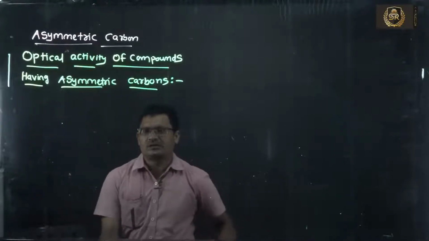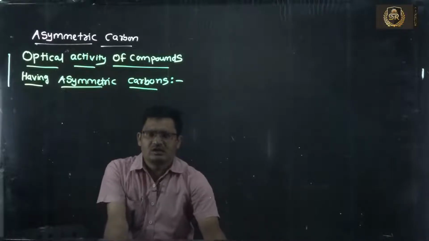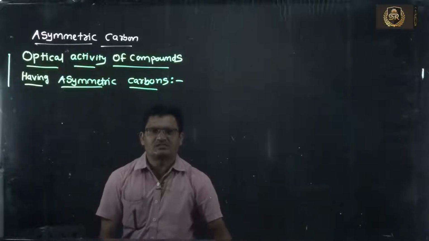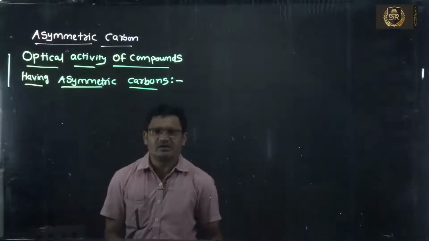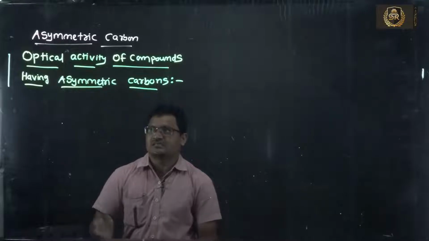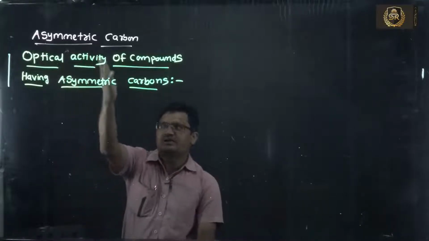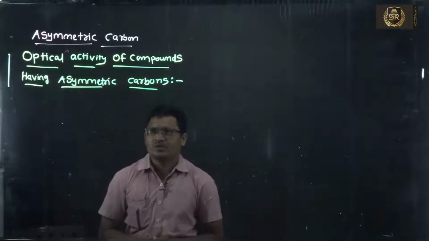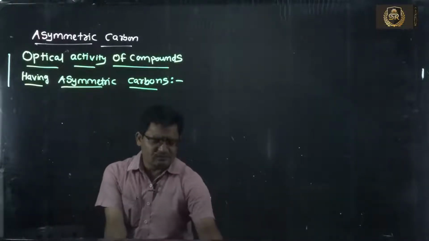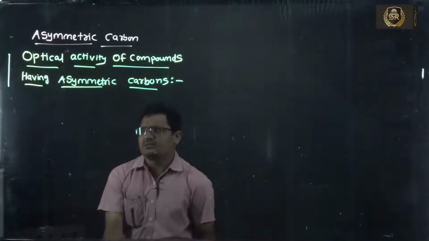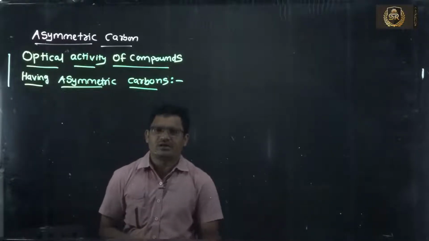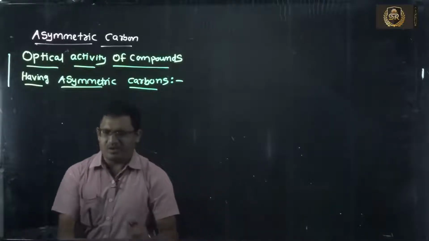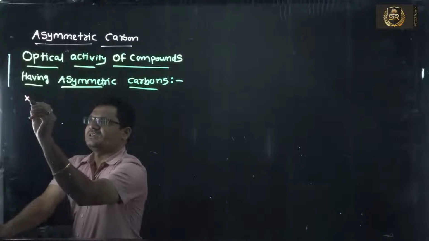After that we already discussed elements of symmetry, that is what is the plane of symmetry, what is the center of symmetry, what is symmetry, asymmetry. Today we discuss asymmetric carbon and optical activity of compounds having asymmetric carbon. Now here a few calculations are there, that is calculation of the number of optical isomers.